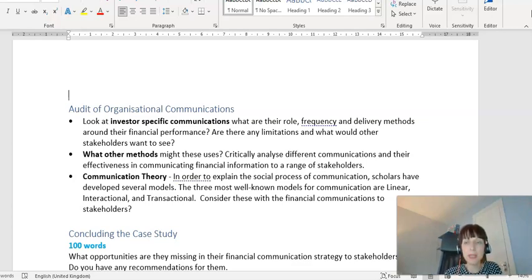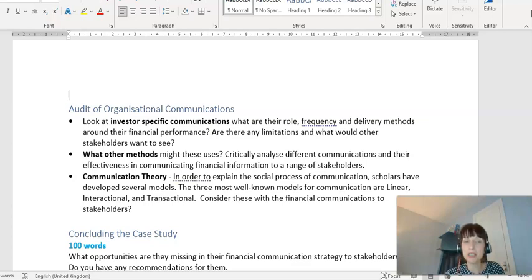In terms of communication theory, there are three different communication models that you can look at. There's the linear model, which is where you've got a message, you encode it, and you then send it out. That's your Shannon and Weaver that you may have heard of.